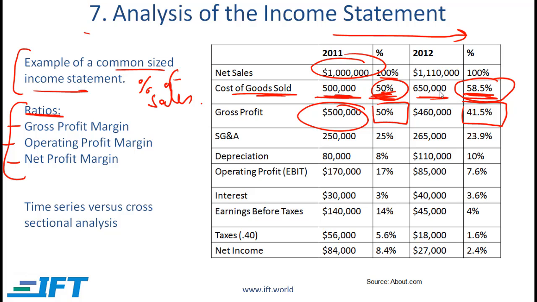is going up. The operating profit margin is essentially the operating profit, or EBIT, divided by sales. In this particular case, the operating profit margin is 17% in 2011 and down to 7.6% in 2012. So that also is a negative trend. Net profit margin is the net income divided by net sales, and notice that that number is going down also.